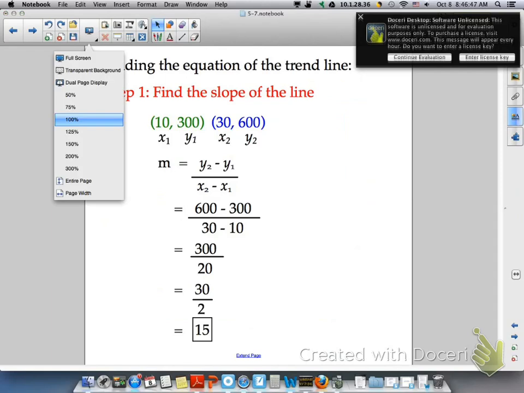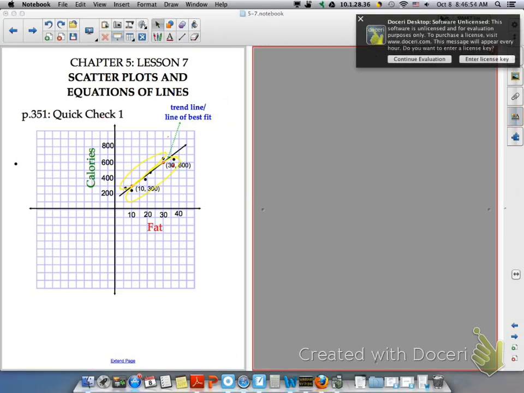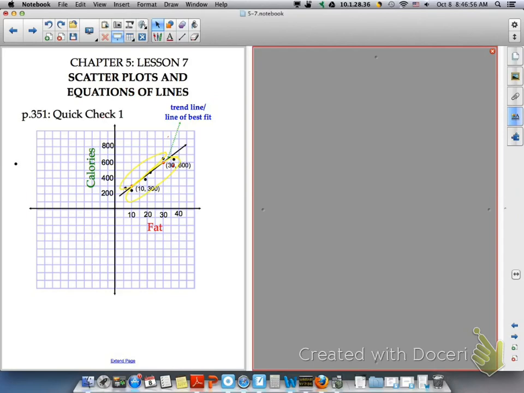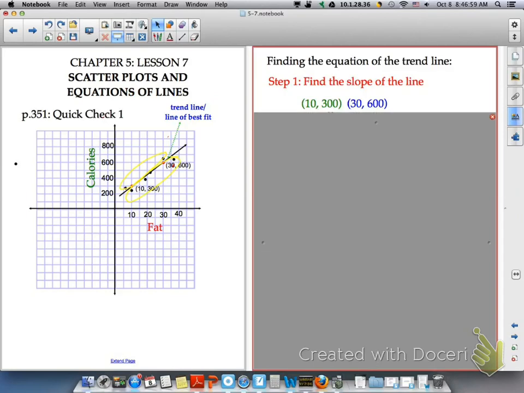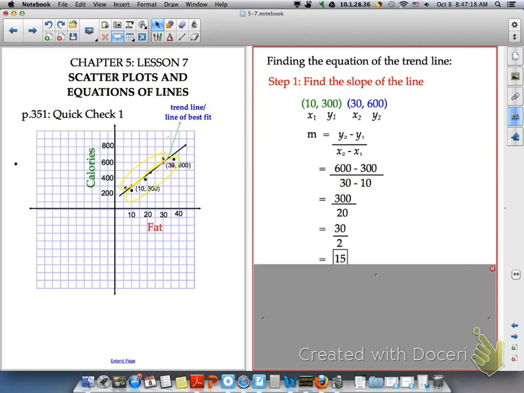Let me double up the page. Okay, so I have my 2 points: 10 and 300, 30 and 600. We'll label them x1, y1, x2, y2. And the slope is going to be delta y over delta x. So you have 600 minus 300 over 30 minus 10, which will give you a slope of 15 over 1.